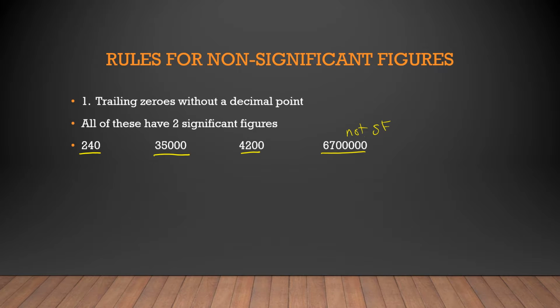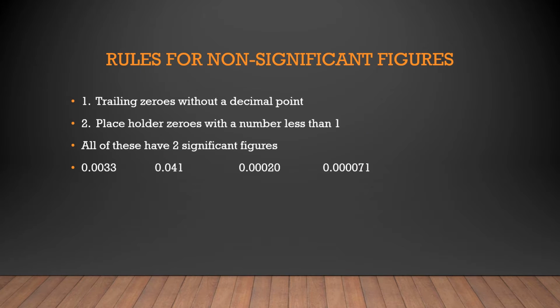Here it's about 35,000. It's not 34,976, which may have had better equipment they could have measured. So it's about 35,000 based on the limits of what they're measuring or using to do the measurement. So any of these trailing zeros are always going to be non-significant figures.